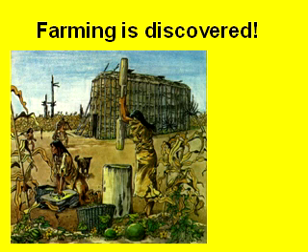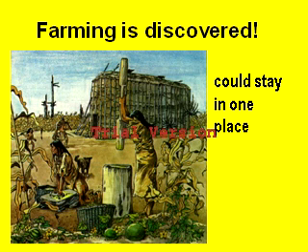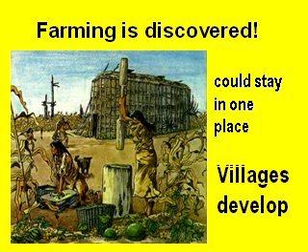Human beings are getting smarter. They're adapting. Farming was huge. Now you could stay in one place, and because you didn't have to leave to go and chase your food, you could stay in one place. Human beings populated. They had kids, and their kids had kids. And before you know it, you have a lot of people living in one place. This is the beginning of a town.